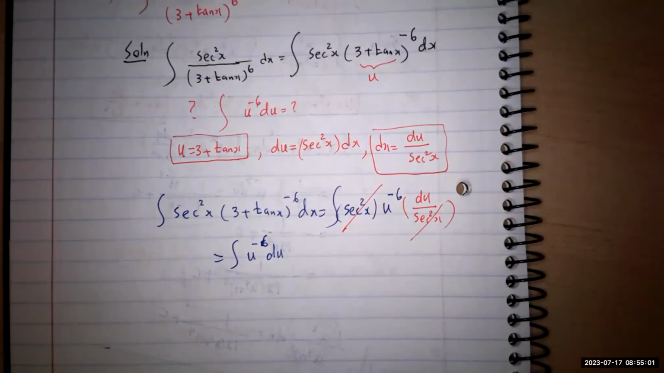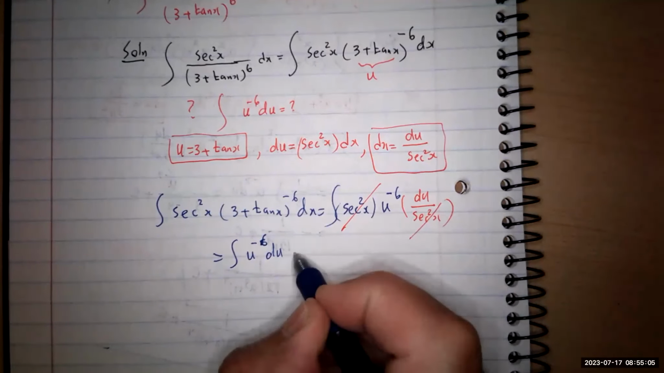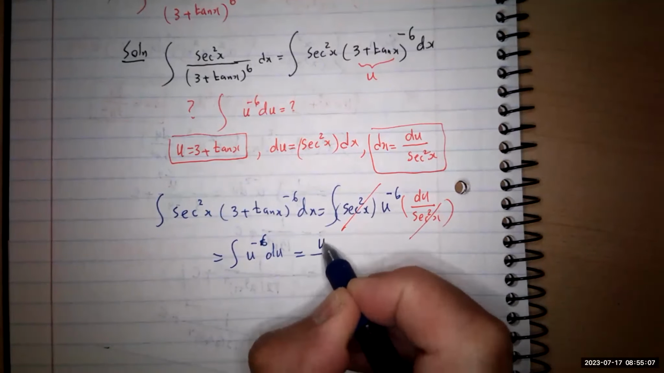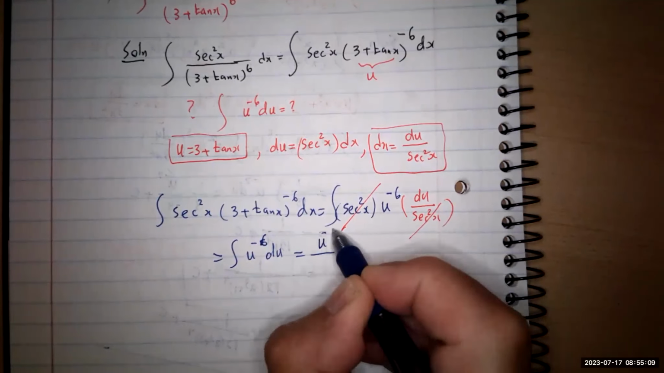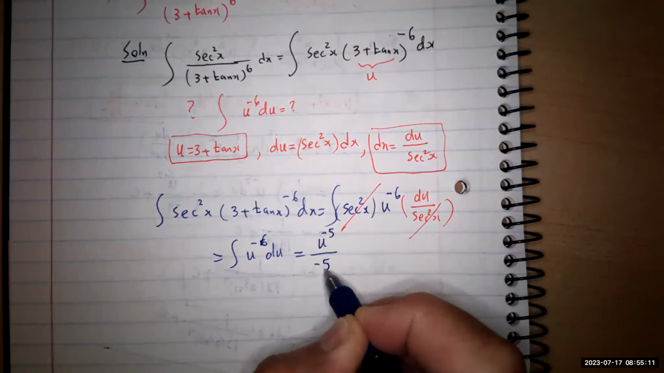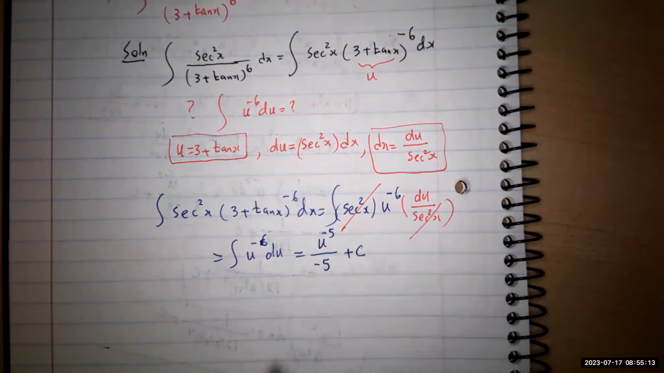Of course, the action of integration would give you what? It would give you, this is it, u up, 1 up. Negative 6 plus 1 would be negative 5, over negative 5, plus the constant c. And you have to change these.